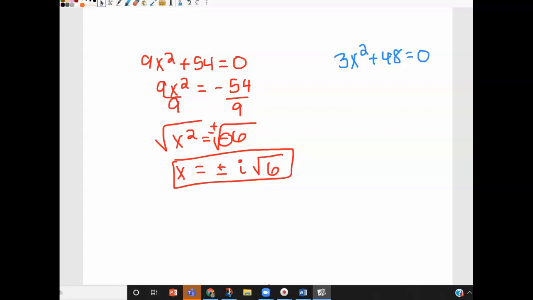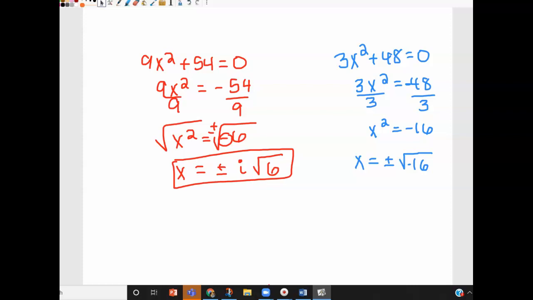So 3x squared plus 48 equals 0. Subtract 48 from both sides. Divide by 3. And we get x squared equals negative 16. So we square root both sides. And we get x equals plus or minus the square root of negative 16.